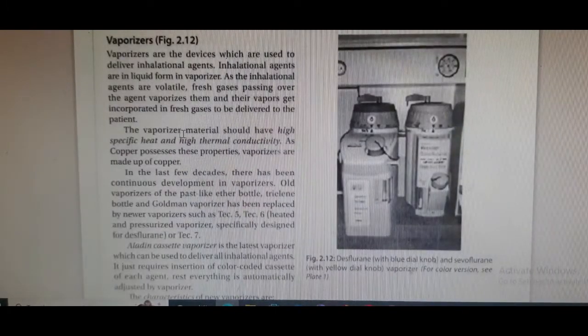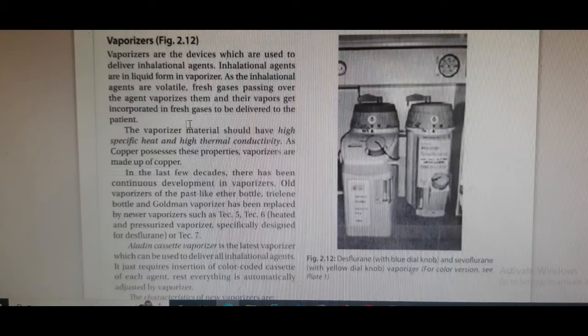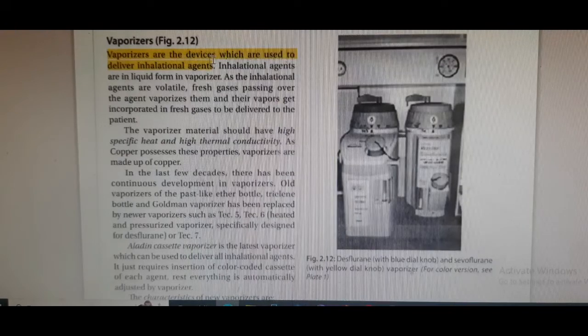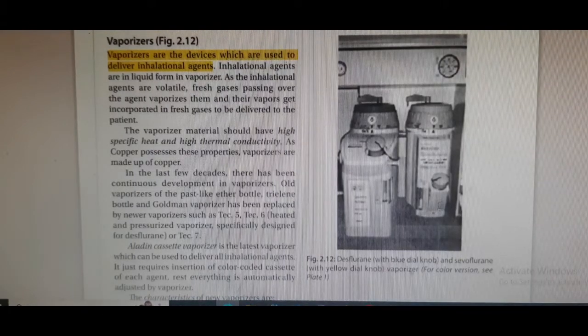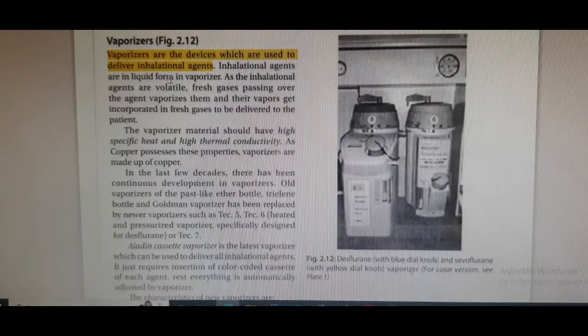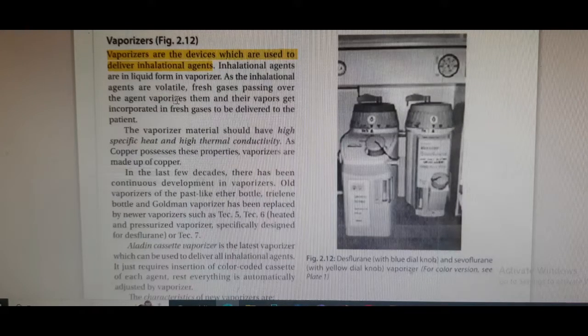Okay, now moving to the last topic of the low pressure system, which is vaporizers. Vaporizers are the devices which are used to deliver inhalation agents. Inhalational anesthetic gases are delivered using these devices. You can see a vaporizer being put here. There are desflurane and sevoflurane vaporizers. The inhalation agents are usually in liquid form. So this liquid form of inhalation agent should be converted into gaseous form, and that work is handled by the vaporizers.